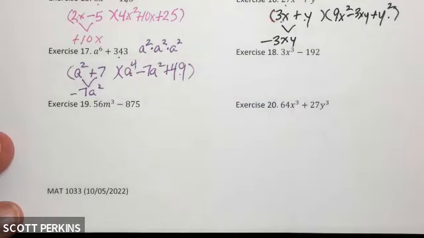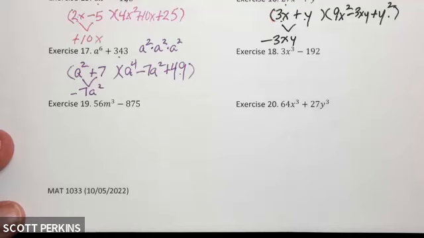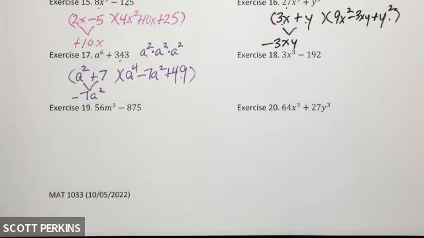Exercise 18, you're looking at the numbers. I've got a 3 and I got a 192. Neither of those is a perfect cube. So that kind of gives you a clue that what should you look for first? Yeah, take out a common factor, which is going to be, yes, a 3 in this case. So take out that 3 and then factor what's left over immediately after.